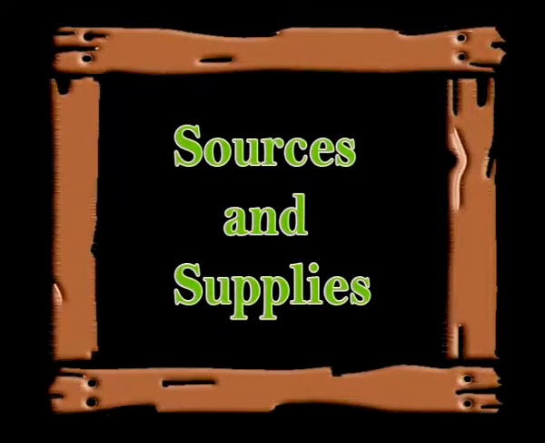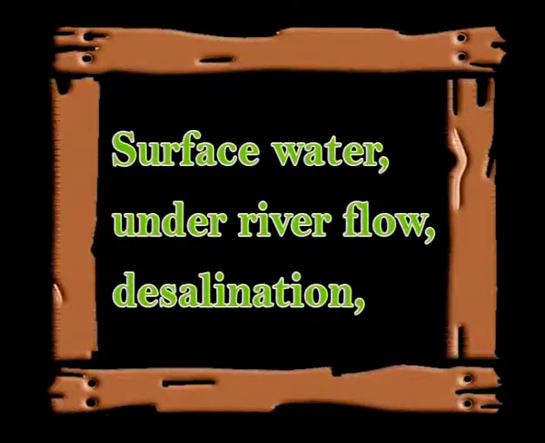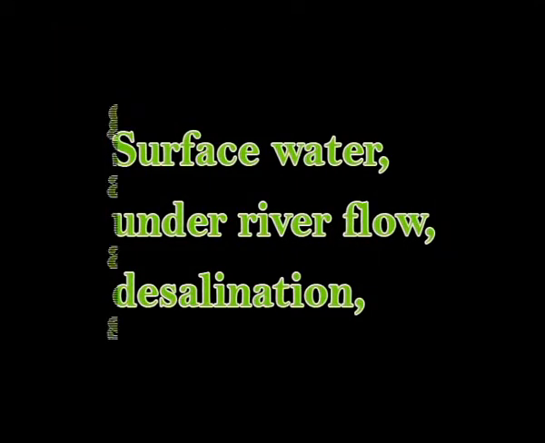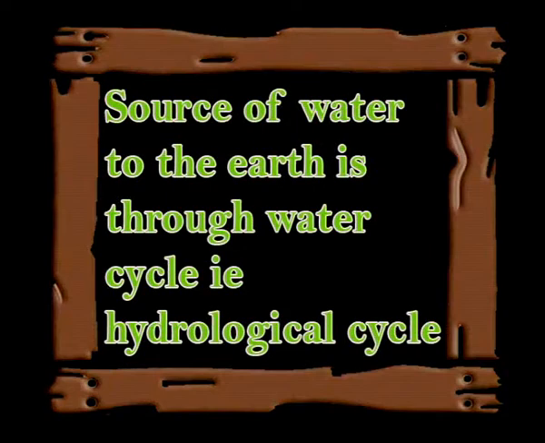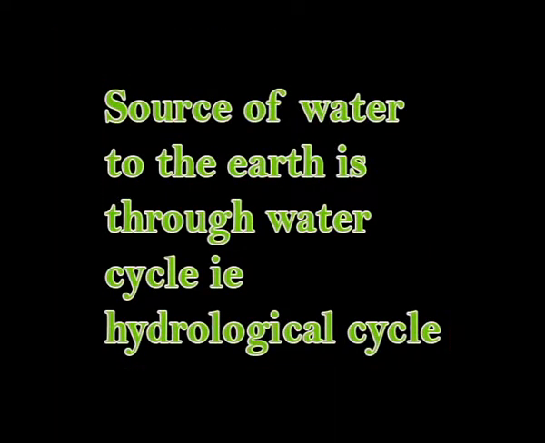Sources and supply of water. Surface water through river flow, desalination, groundwater and frozen water are the water suppliers. But the source of water to the earth is through the water cycle, which is also called the hydrological cycle.